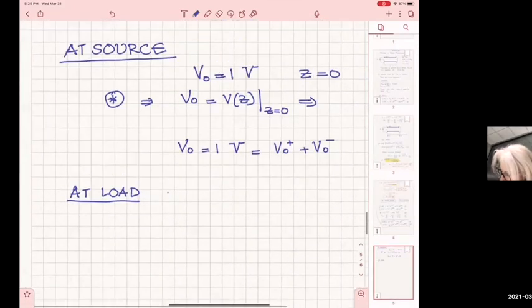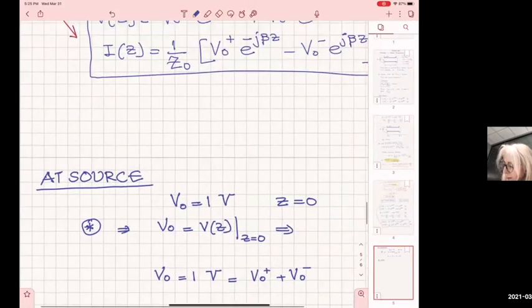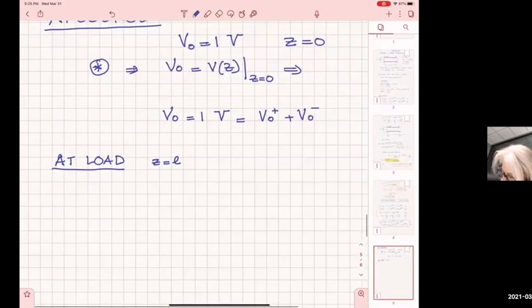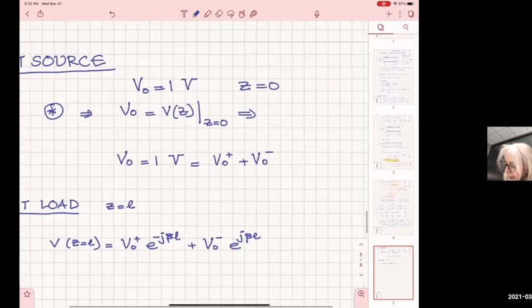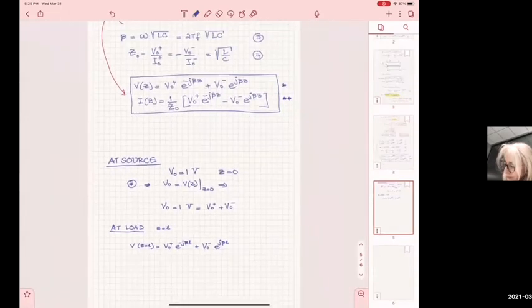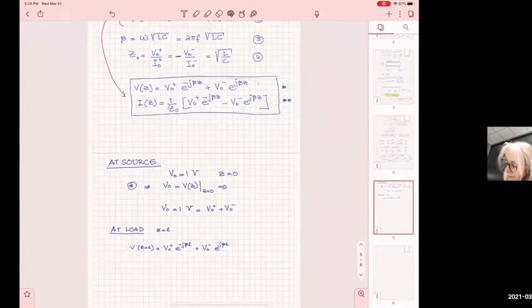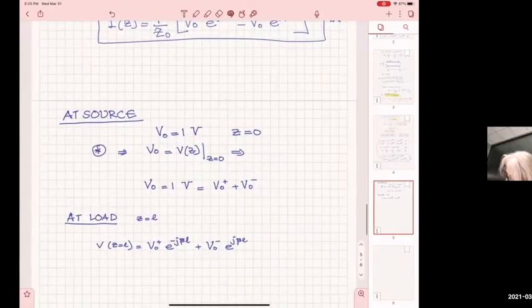So let's see, where is that becoming zero? At the load, Z equals L. So now I'm taking the star equation and I rewrite it: V at Z equals L is equal to V naught plus e to the minus j beta L, because I'm at Z equals L, all right, plus V naught minus e to the j beta L. So that's what I got from this equation. Do you agree? From this one up there, I put just Z equals L. Yes. Okay. And then how much is that? Zero.